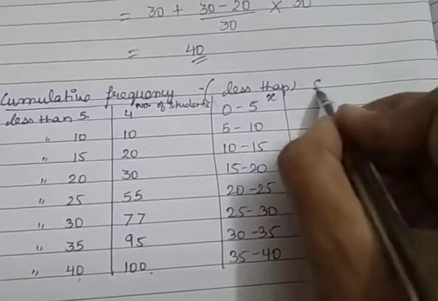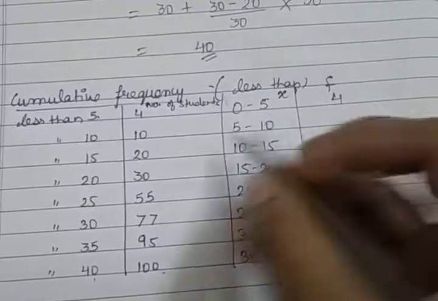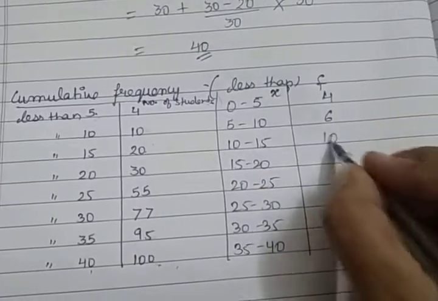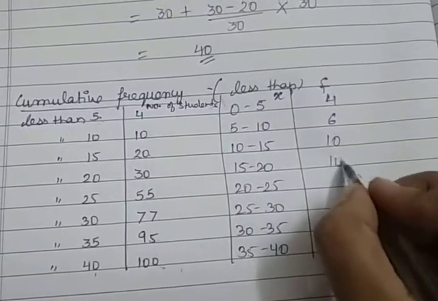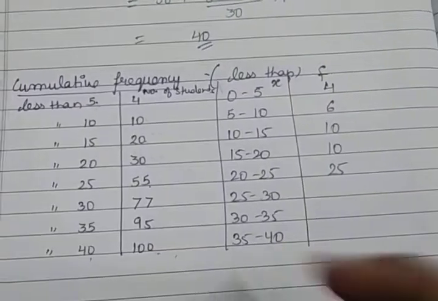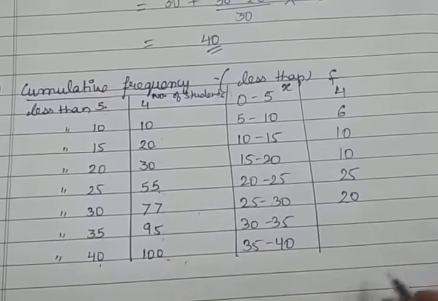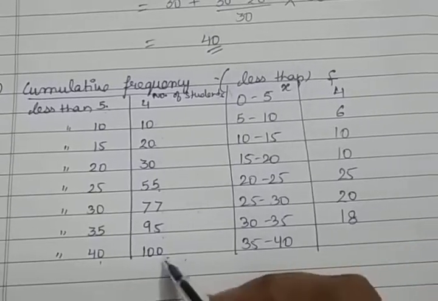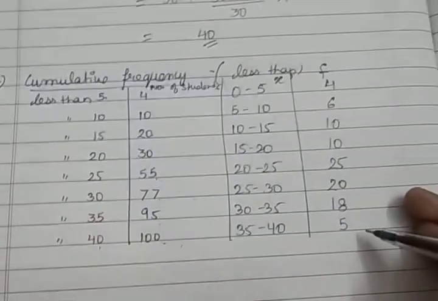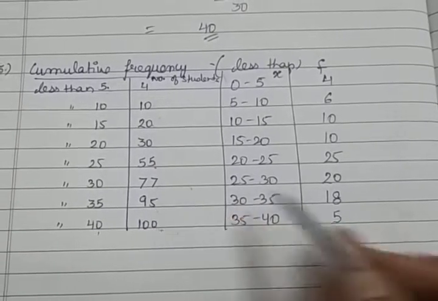Now we have to find out frequency, because CF is already given to you. So we have to deduct from top to the bottom. 4 as it is, 10 minus 4, 6, 20 minus 10, 10, 30 minus 20, 10, 55 minus 30, 25, 77 minus 55, 20, 95 minus 77, 18, and 100 minus 95, that means 5. If you want to check that these frequencies are correct or not, again you add them from top to bottom. Your last value will be 100. So this is your CF, this one is your F.